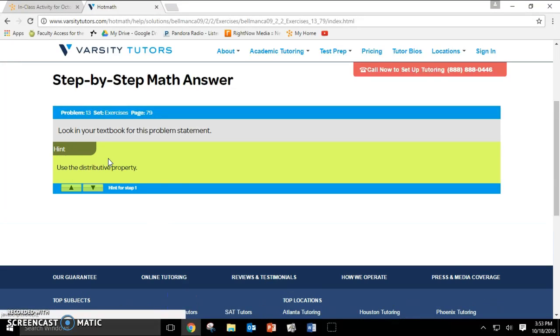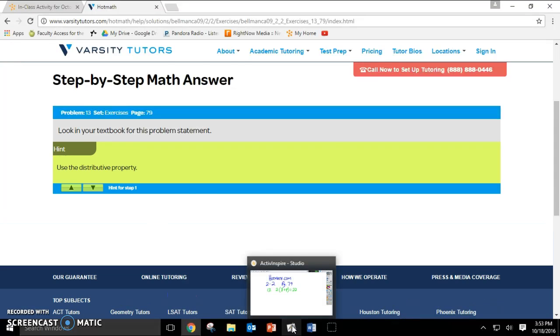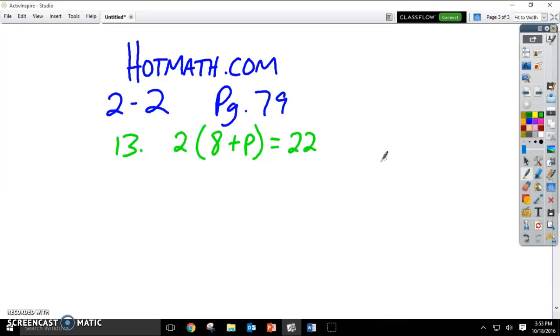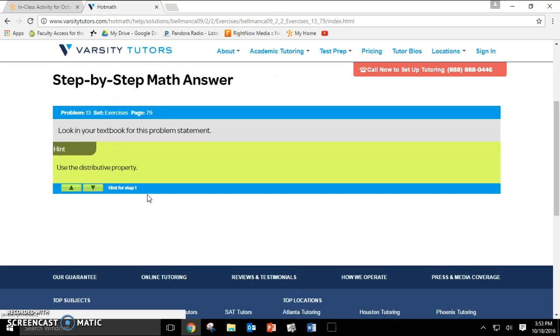It tells us the first hint. It asks us to use the distributive property. You're going to go back to your problem and think about the distributive property. Do I remember what it is? And if I don't, I may need some additional help. So in this case, you might not know what it is. So you would go back to hotmath.com and click, it says hint for step 1.